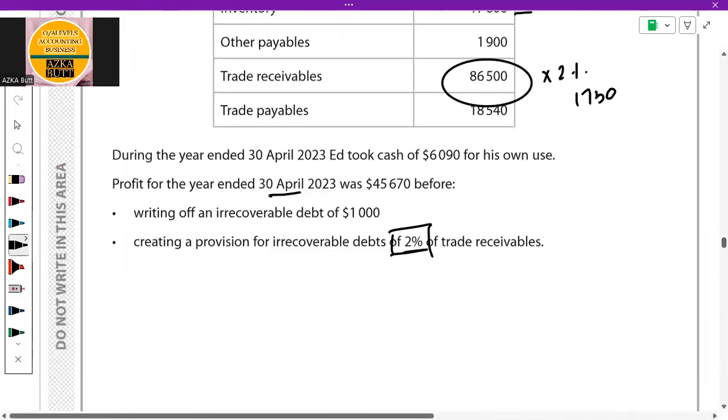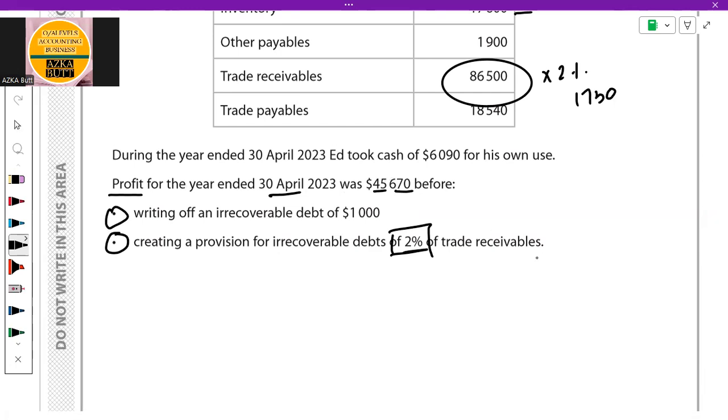We have to deduct the drawings from the capital, and add the profit if we made a profit in the year in the income statement. So we have to add it to the capital. But if we made a loss in the year, we have to deduct it from the capital. But if you see that they are showing us the profit for the year ended 30 April 2023, which is 45,670, before these errors we made, it means that this is not the right profit. This is the draft profit. It means that there's something which we still have to deduct from this profit.